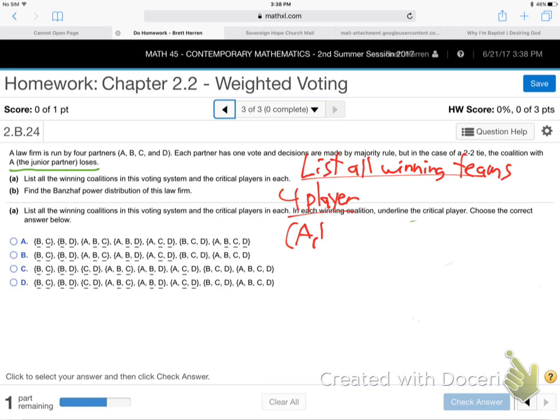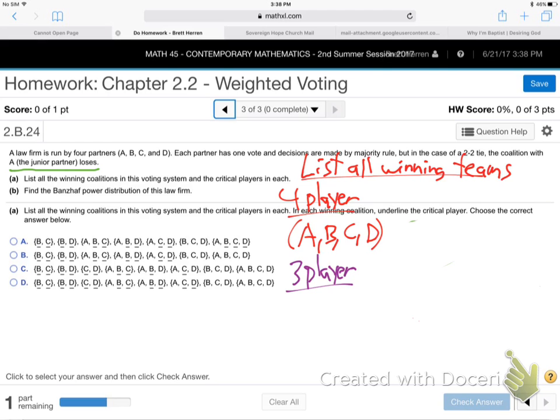What's that? Well, that's A, B, C, D. That's all 4 of them. A, B, C, D. Does that make sense what I'm saying? So if all four of them want to do something, obviously they're going to do it. That's everybody, right? So that's a winning setup. Now, let's list the 3-player winning teams.